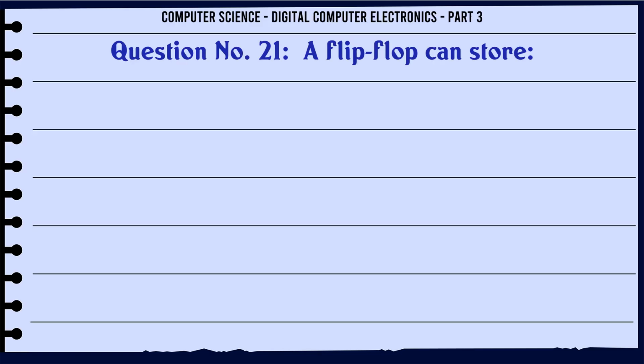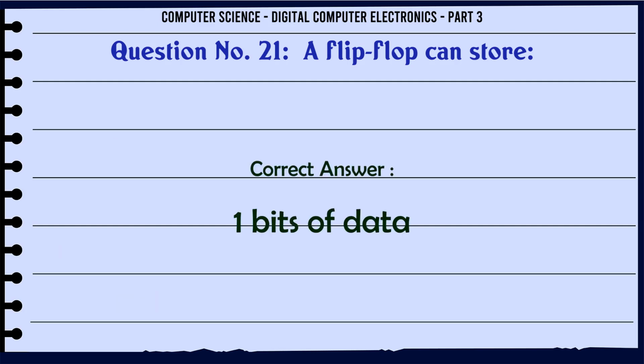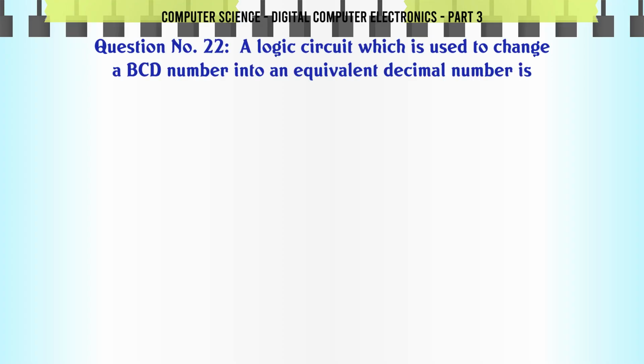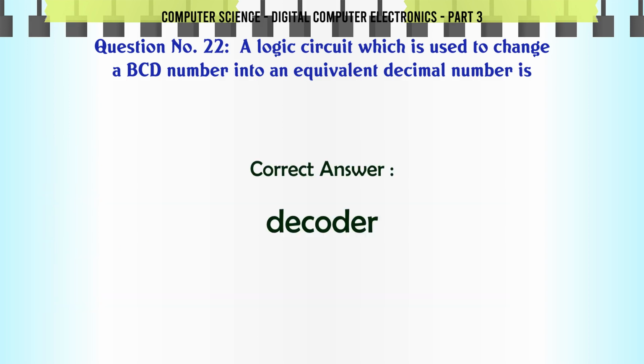A flip-flop can store A. 1 bits of data. B. 2 bits of data. C. 3 bits of data. D. 4 bits of data. The correct answer is 1 bits of data. A logic circuit which is used to change BCD number into an equivalent decimal number is A. Decoder. B. Encoder. C. Multiplexer. D. Code converter. The correct answer is decoder.